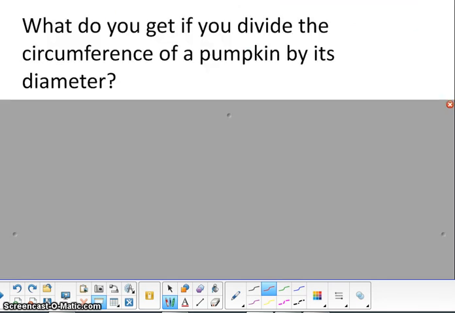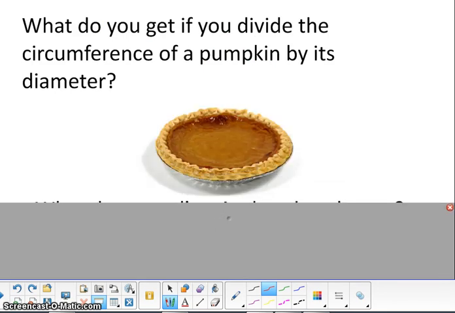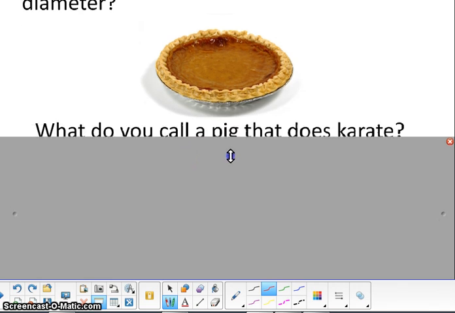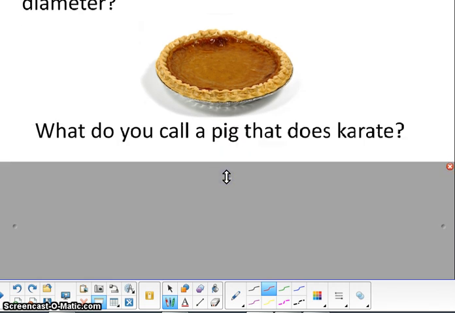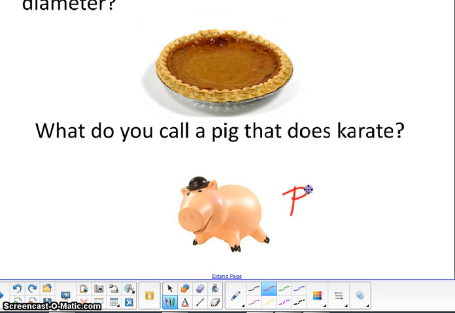Okay, so now let's end with a couple of jokes. What do you get if you divide the circumference of a pumpkin by its diameter? Pumpkin pie is the answer. And what do you call a pig that does karate? A pork chop. And here is Pork Chop from Toy Story. I figured that would go well. Pork chop. And this concludes the lesson for today.